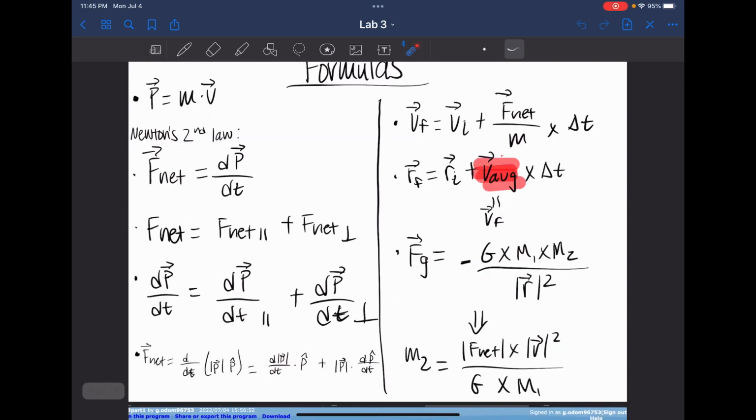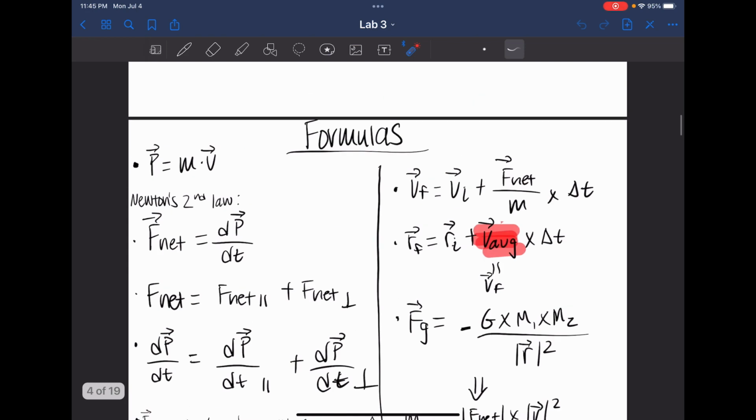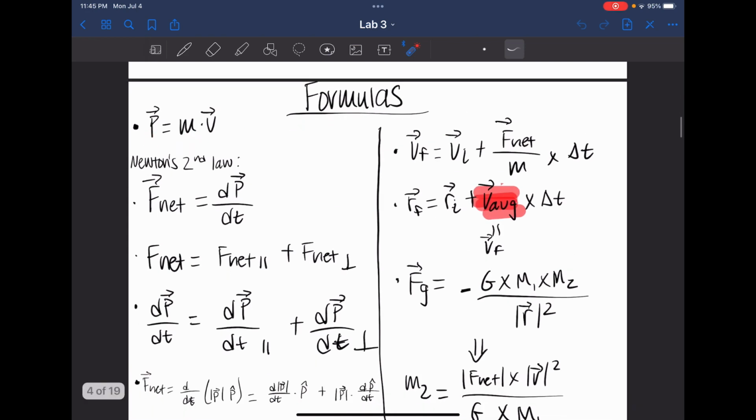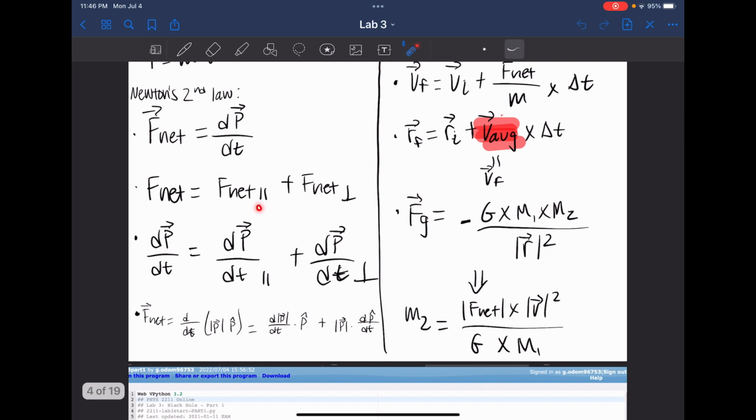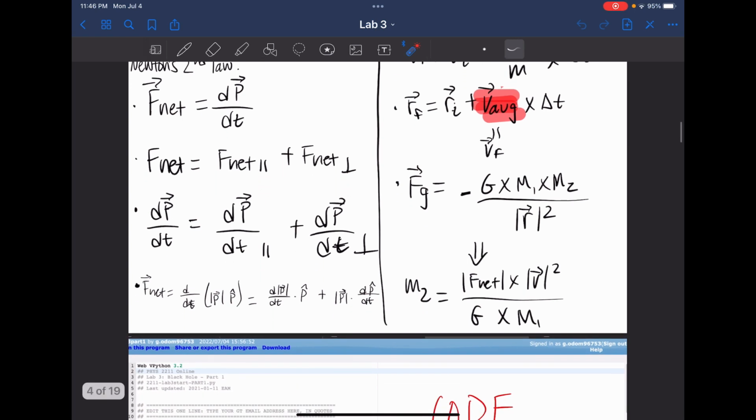These are some important formulas to remember. Here is the momentum formula, which is momentum equals mass times velocity. From Newton's second law, we can see that the change in momentum is equal to F net, and F net has a parallel and a perpendicular component. Then you can separate the momentum vector into its magnitude and direction, and then you do the product rule and you get all this.